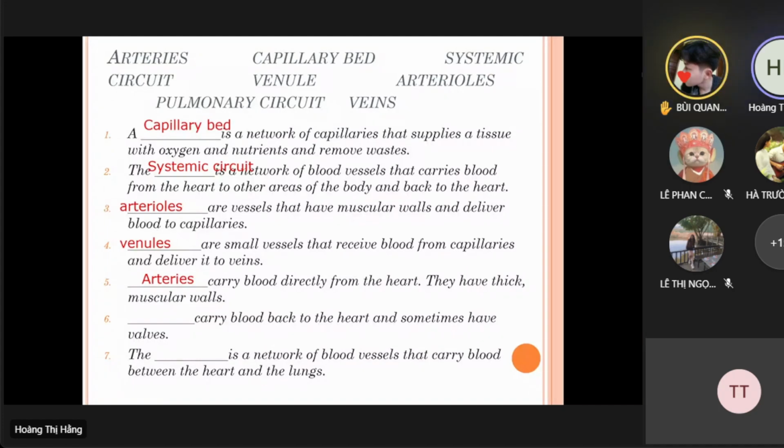Good. Number 6, veins carry blood back to the heart and sometimes have valves. Valves. Good. Veins. And 7, the pulmonary circuit is the network of blood vessels that carry blood between the heart and the lungs. That's it. Pulmonary circuit and systemic circuit. Or in another way, we can say systemic circulation or pulmonary circulation. Yes. Okay. And that's it, the last part of our chapter. Cardiovascular system.